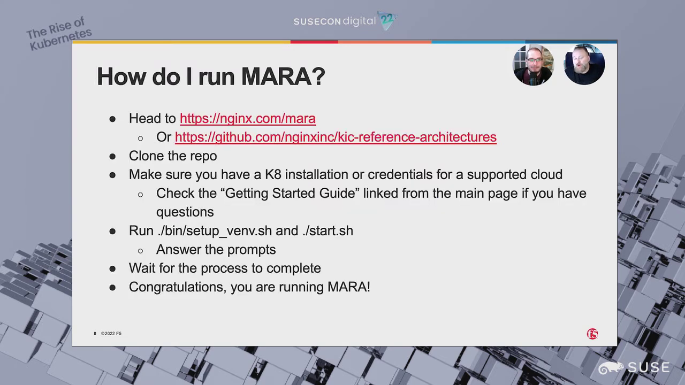So how do I run Mara? Well, you can head over to nginx.com/Mara. We have a vanity URL that's set up to redirect you to our GitHub repository, or you can go to the actual GitHub repository under the NGINX Inc. account. You might notice that the URL for the repository and the repository name is Kic Reference Architectures.